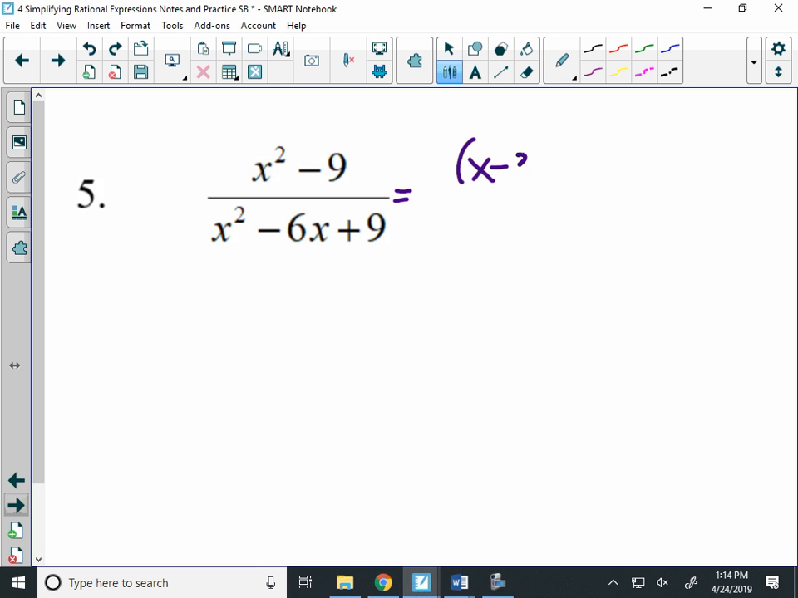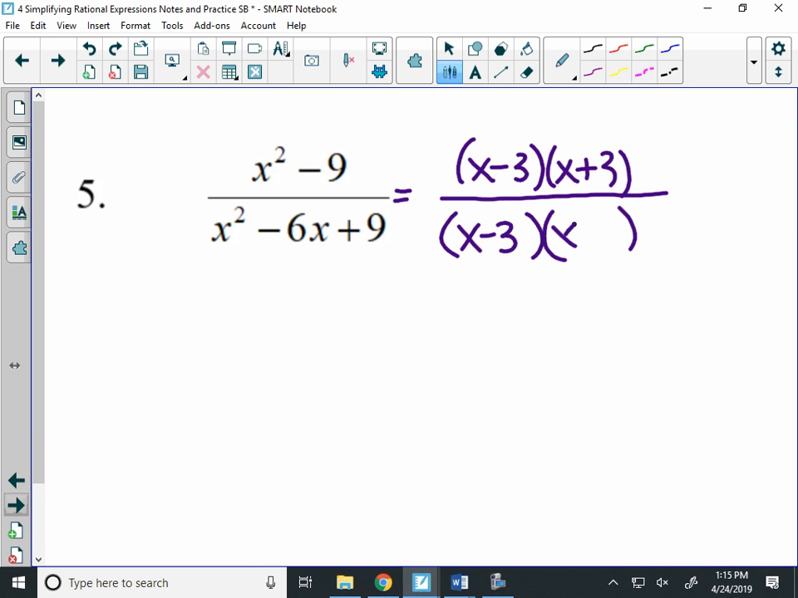Sorry, I like this. Difference of squares. And then the denominator, x squared minus 6x plus 9. Two numbers that multiply to 9 and add to negative 6. Negative 3, negative 3. Well, again, I can cancel my negative 3's. So what I have left here is going to be x plus 3 over x minus 3. Can those simplify anymore?